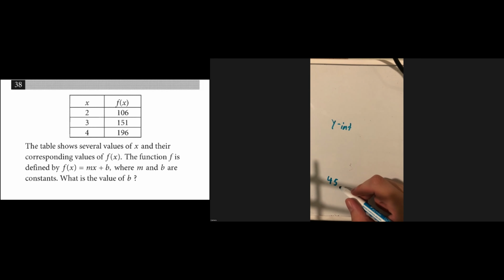So that's our slope. To find the y-intercept, or when x is 0, we just work backwards from x equals 2. So we do 106 minus 45, which gets us 61. So when x is equal to 1, y is equal to 61. Then to get x equals 0, we do minus 45 again, which gets us 16. So when x is equal to 0, y is equal to 16. So the correct answer is 16.